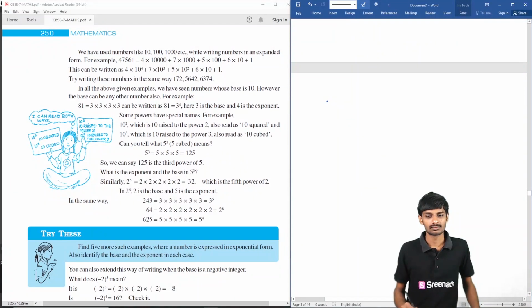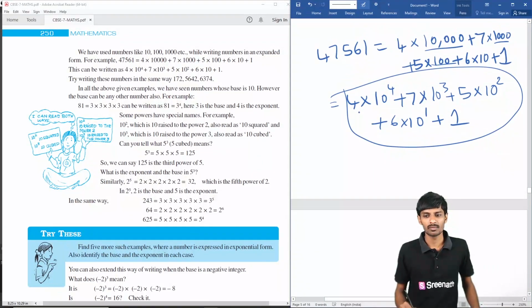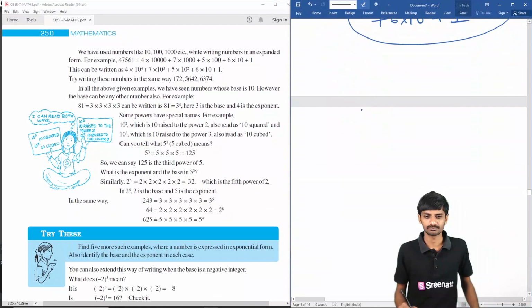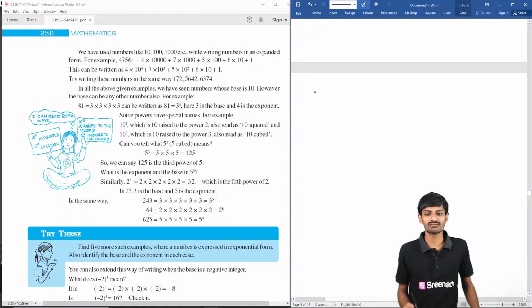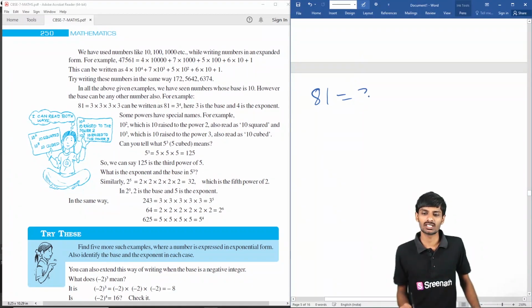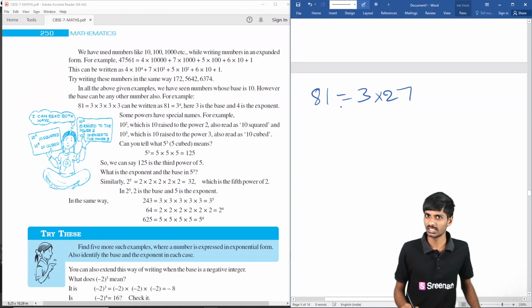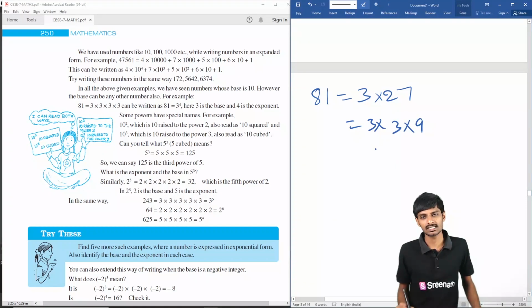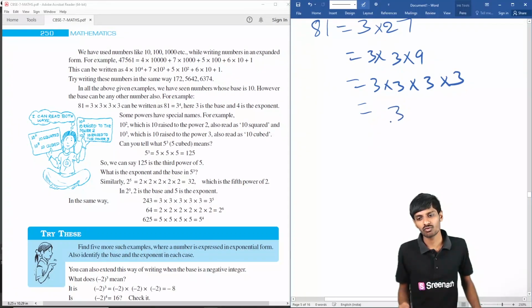And if you see here, the base is 10 every time. Suppose there is 81, how can you write 81? 81 is 3 into 27. And 27 is 3 into 9. 9 3s are 27. And you can also write 9 as 3 into 3. So how many 3s do you have? 4 3s. So 81 is written as 3 power 4.